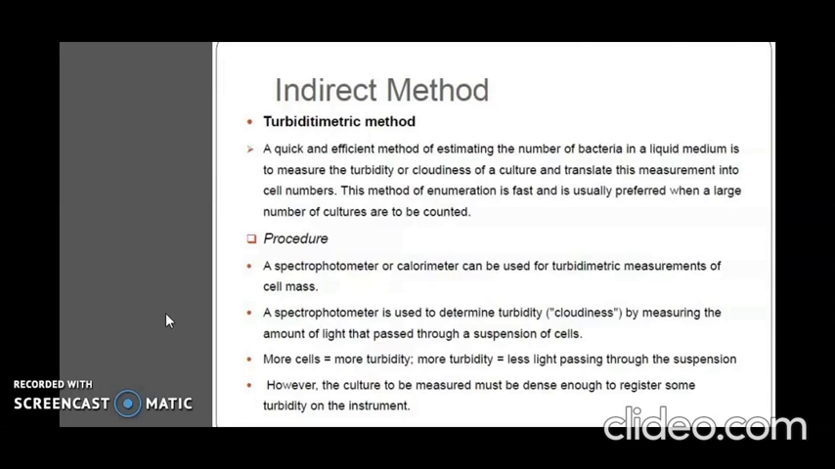This method of enumeration is fast and is usually preferred when a large number of cultures are to be counted. For this, a spectrophotometer or colorimetry can be used for turbidometric measurements of the cell mass. A spectrophotometer is used to determine turbidity or the cloudiness by measuring the amount of light that passes through a suspension of cells. So, more cells is equal to more turbidity, and more turbidity means less light passing through the suspension. However, the culture to be measured must be dense enough to register some turbidity on the instrument.